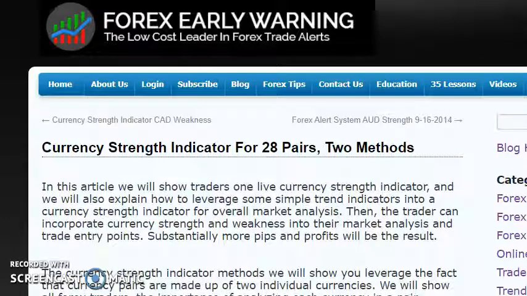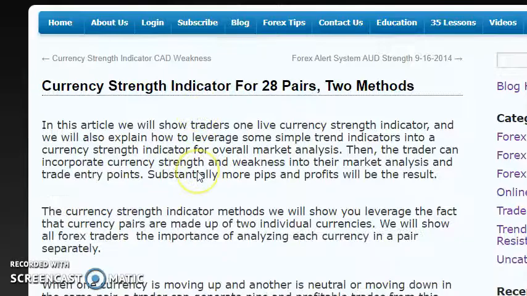Okay, in this video we're going to show you two different currency strength indicators that work for 8 currencies and 28 pairs. And this is one of our blog articles from forexearlymorning.com on our blog.